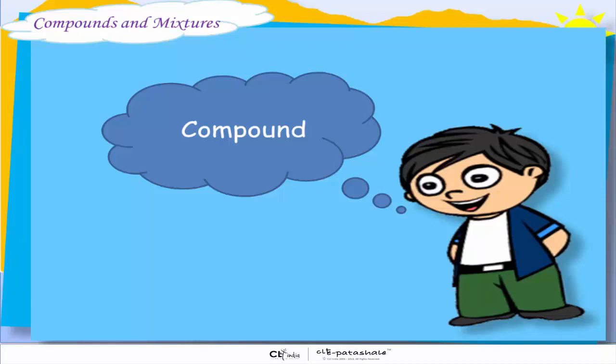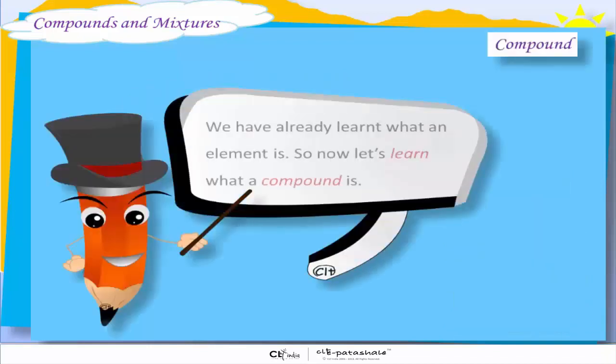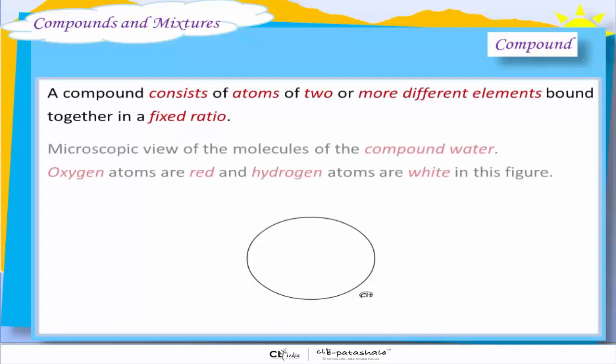Now let us study about compounds. We have already learnt what an element is. So now let's learn what is a compound. A compound consists of atoms of two or more different elements bound together in a fixed ratio.